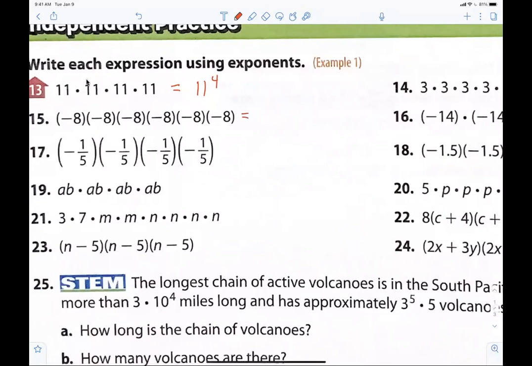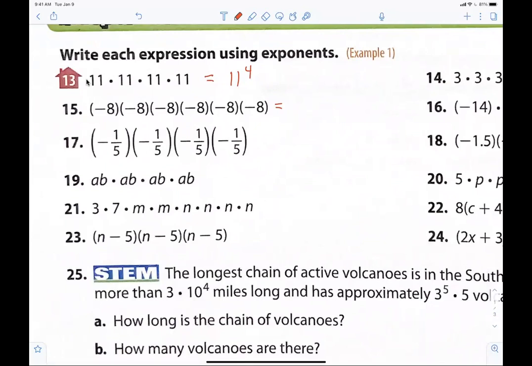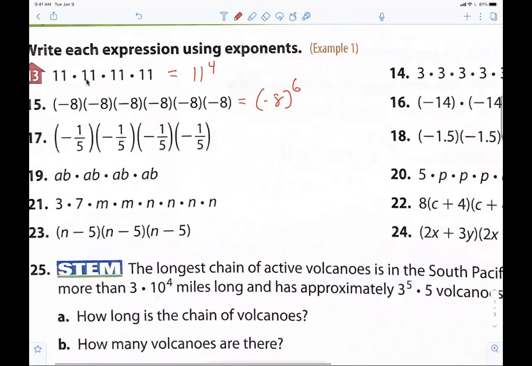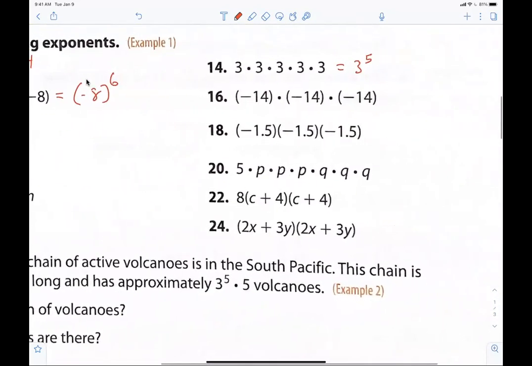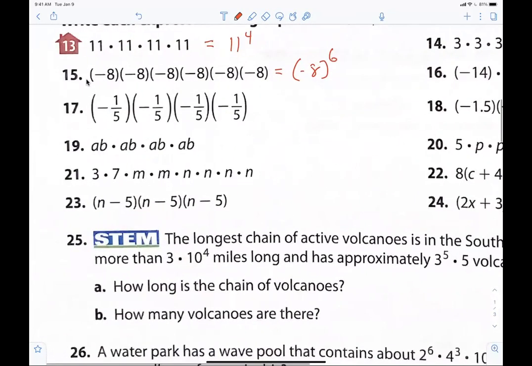So for 15, it is -8 to the 6th power. Or, sorry, negative 8 in parentheses to the 6th power. Yeah, that's good. And 16? 16 would be -14 to the power of 3 in parentheses. Good job. All right, Aiden, over here.